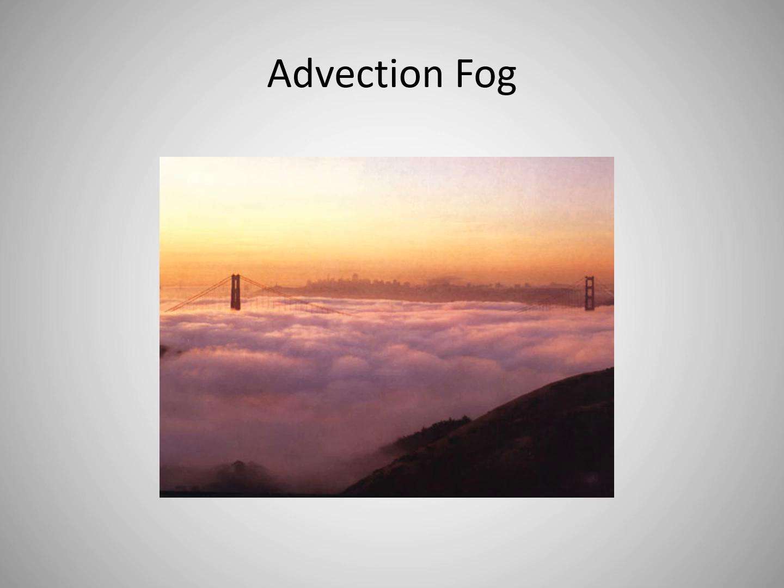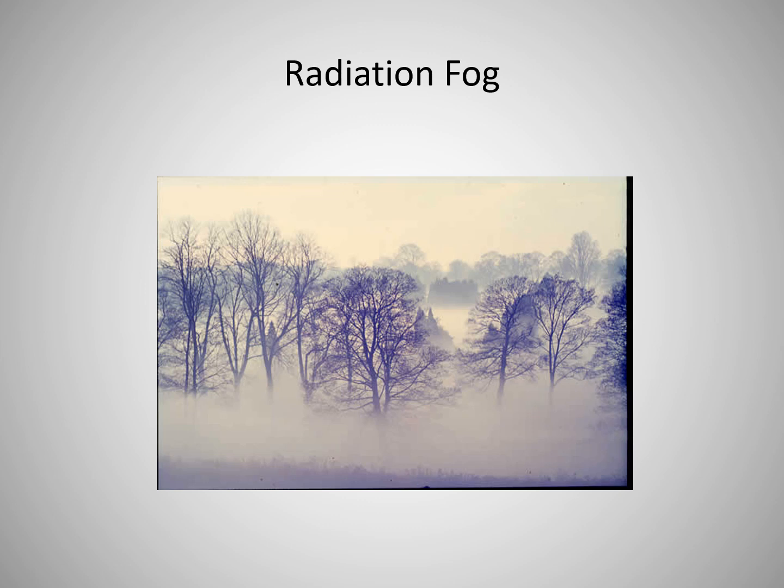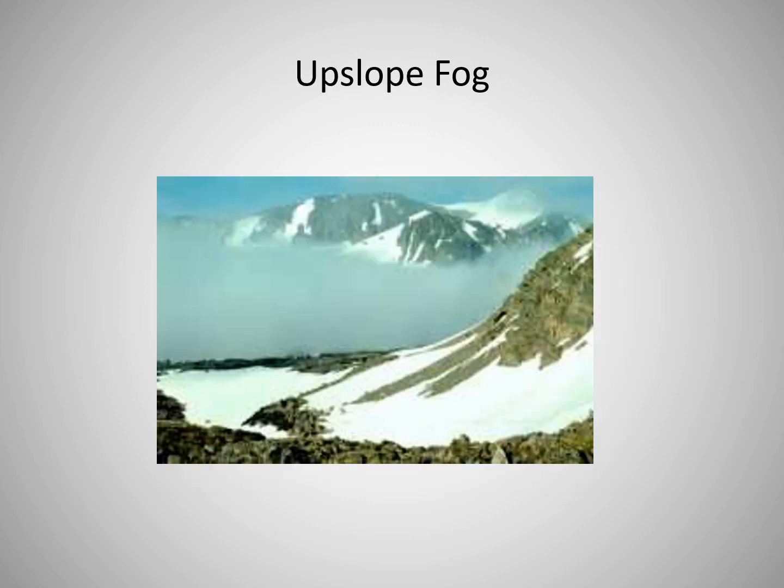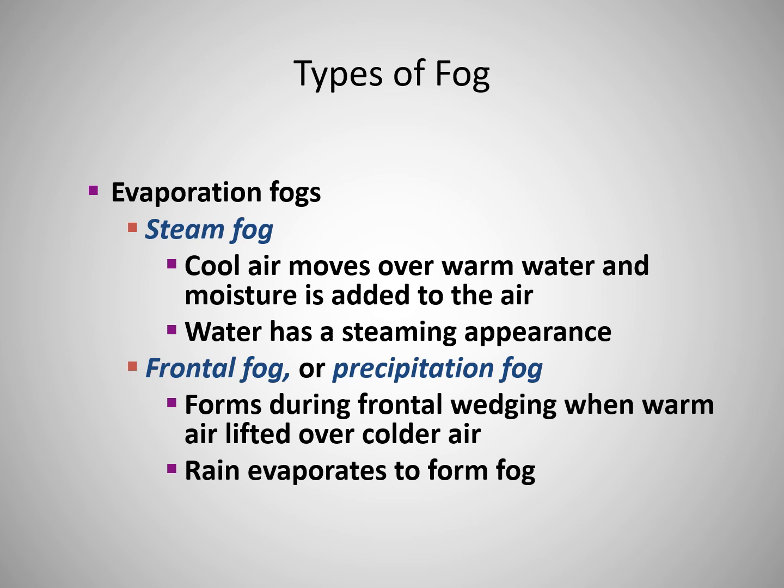Here's a nice image of advection fog over San Francisco. Here's an image of radiation fog cooling overnight. Here's an image of upslope fog in the mountains, not the Appalachians. Okay, we will skip this one here. We definitely don't have time to cover types of evaporation fog. You are welcome to pause and read over this if you would like to. If you end up taking the weather and climate class, we will briefly discuss the steam fog and frontal fog or precipitation fog slightly.